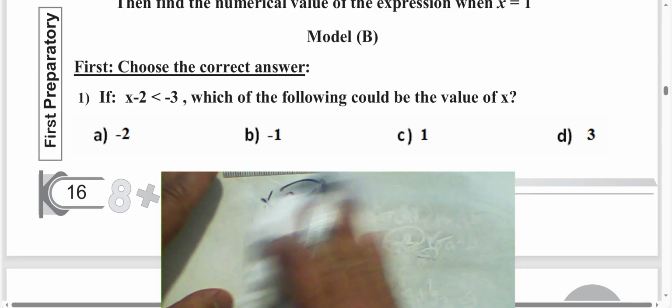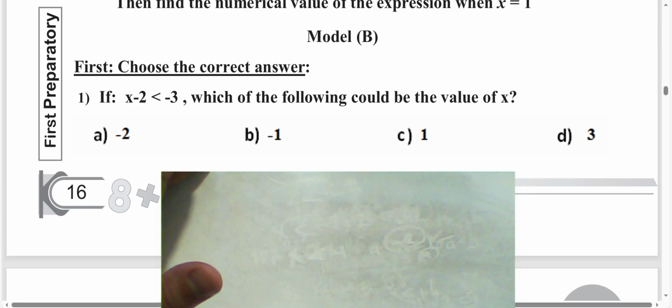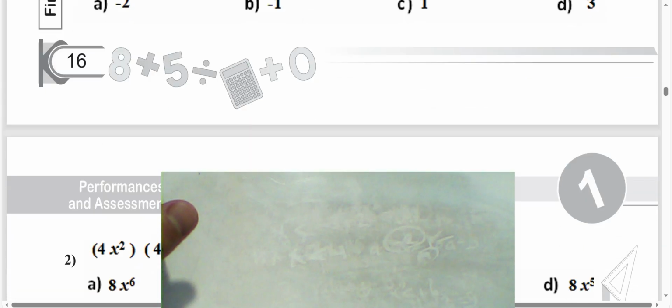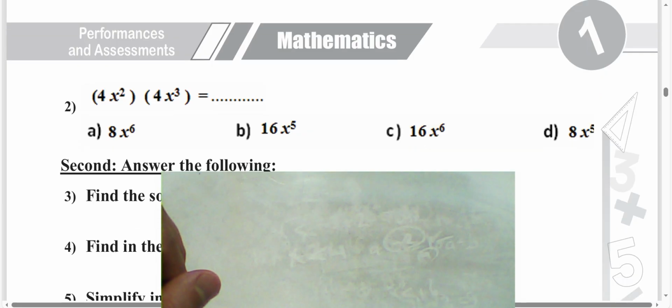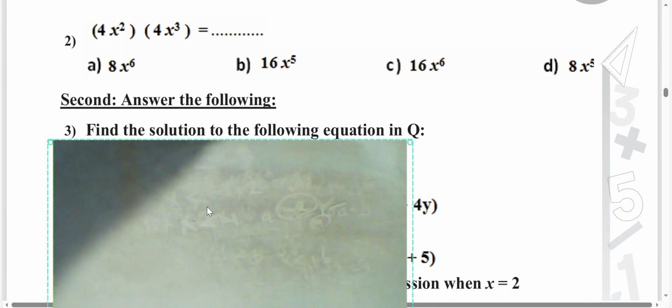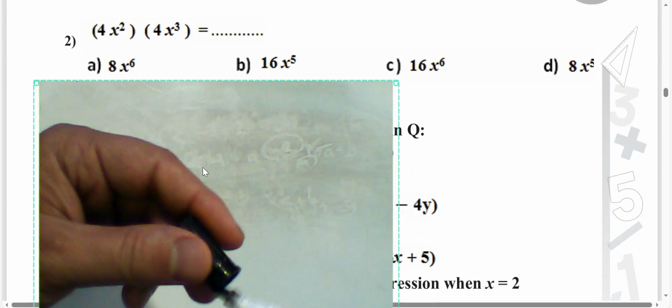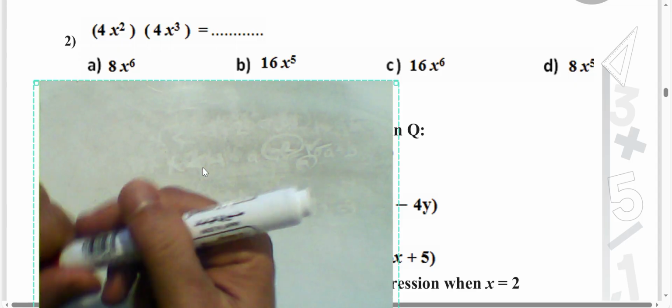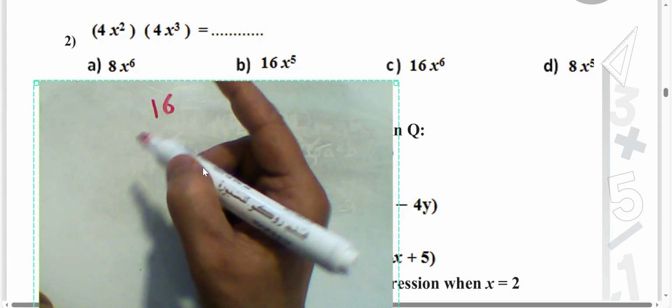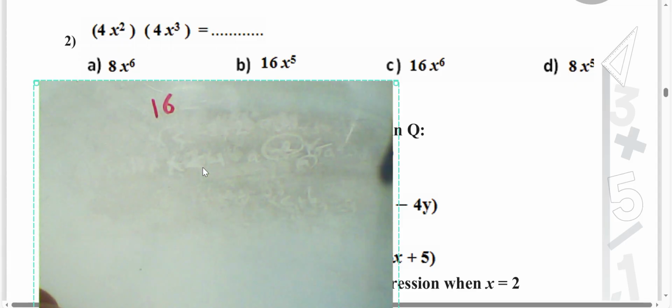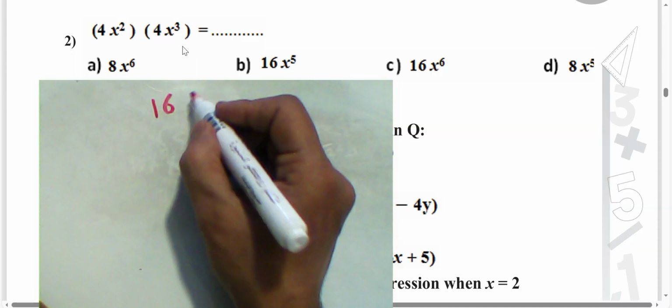Negative 2 is less than negative 1. Next question. 4x power 2 product by 4x power 3. The answer here, you can write 4 times 4 equals 16. And x power 2 times x power 3, it will be x power 5. You add the 2 powers here.